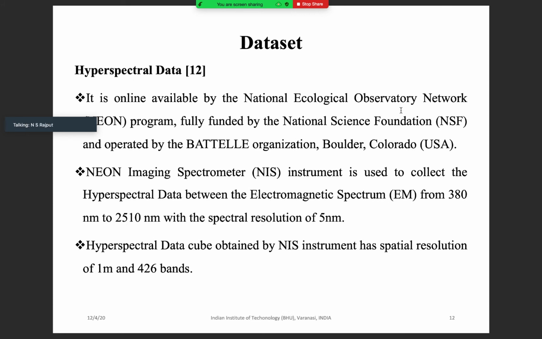In this work we have taken our data set from the National Ecological Observatory Network, NEON program, which is funded by the National Science Foundation and operated at Boulder, Colorado. The NEON imaging spectrometer instrument is used for creating this hyperspectral data in the range from 380 nanometers to 2510 nanometers, with a spectral resolution of 5 nanometers each, creating 426 bands with a spatial resolution of 1 meter by 1 meter.